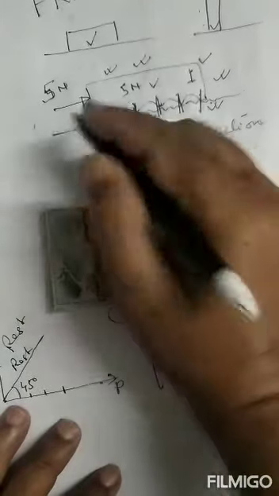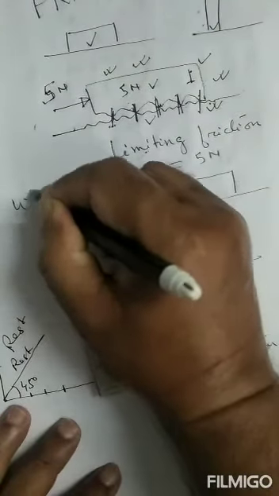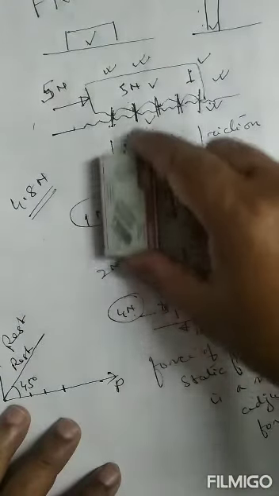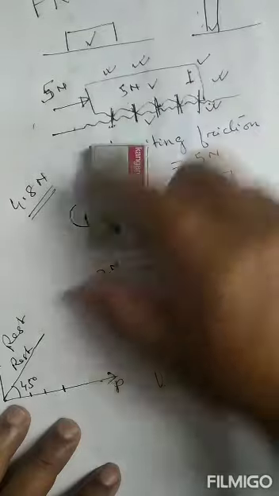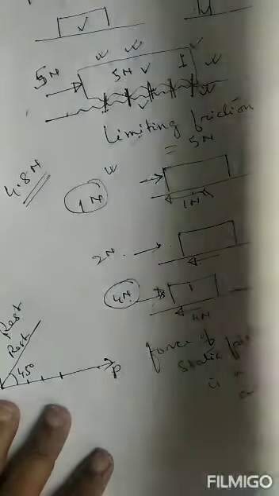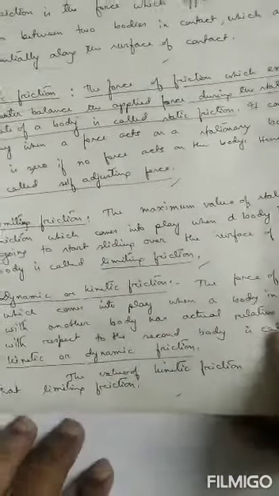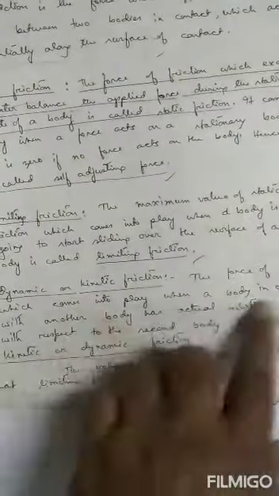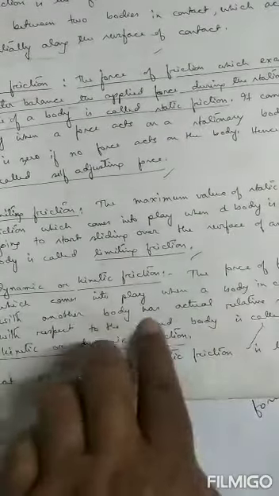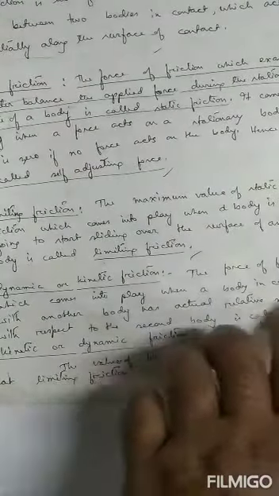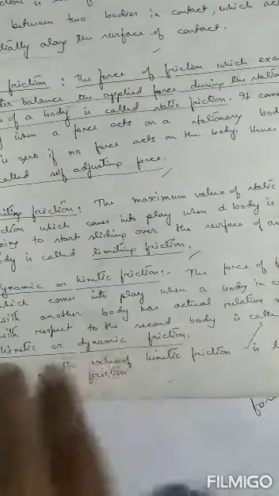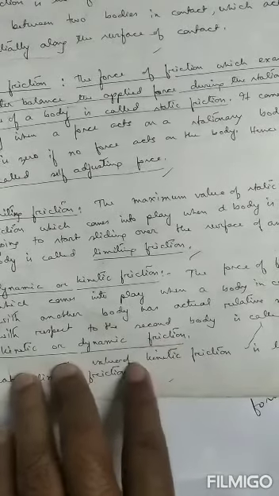Now earlier it was 5 newton. Suppose now even if I apply about 4.8 newton force, the motion of the body will continue. Then what will we call this 4.8 newton? We will call it kinetic friction. What is kinetic friction? The force of friction which comes into play when a body in contact with another body has actual relative motion with respect to the second body is called kinetic friction or dynamic friction.